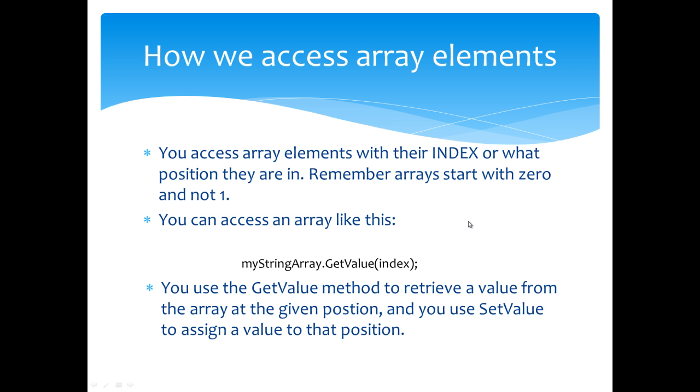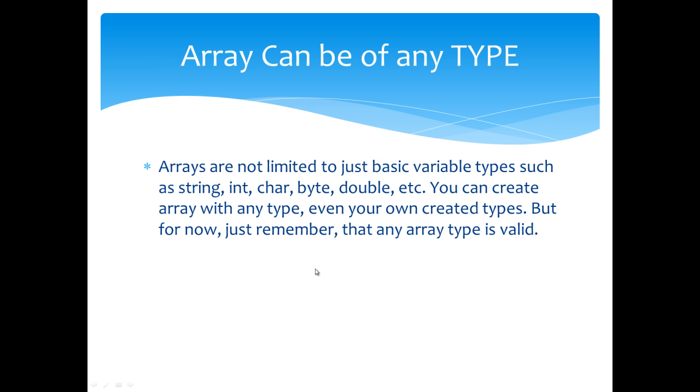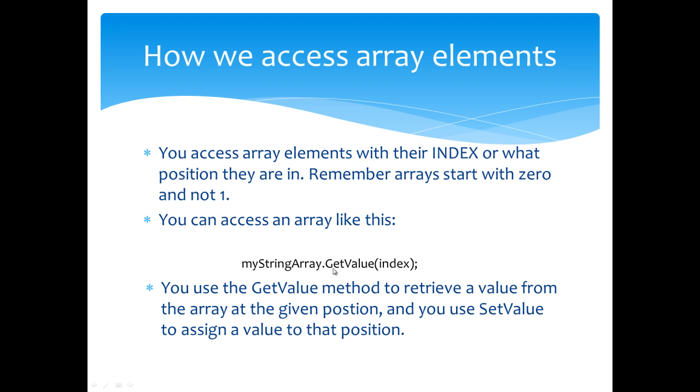So how do we access array elements? You access array elements with their index or what position they're in. Remember, arrays start with 0 and not 1. In this line of code we have the array name, and then we have a method called GetValue, and then it accepts a parameter of index, or what location do I want to access. You use the get method to retrieve the value from the array at the given position, and you use SetValue to assign a value to that given position there.